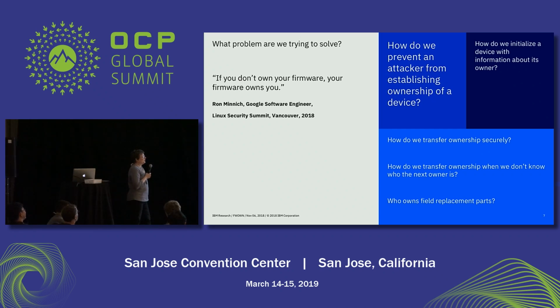So we're trying to solve these problems. Way over on the left, how do we initialize a device with information about who its owner is? We also don't want attackers to become owners of the devices, so we want to prevent that. How do we transfer the ownership from one owner to another, but do it securely? Because if you don't do it securely, then anybody can transfer it. What if we don't know who the next owner is? This happens quite a bit in manufacturing and field replaceable units. Who owns those things? You have parts sitting on your shelf, your replacement parts, who do they belong to?